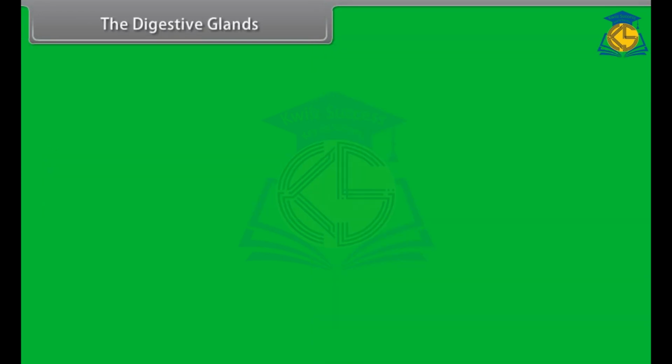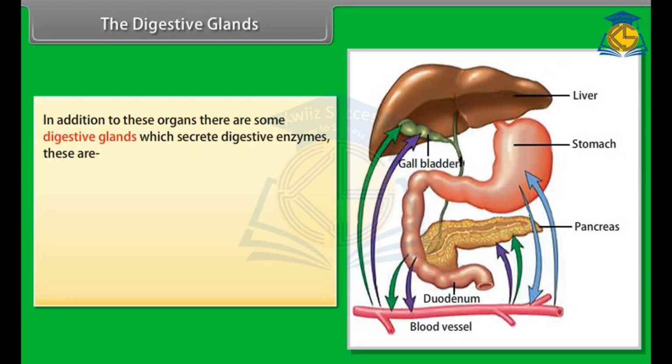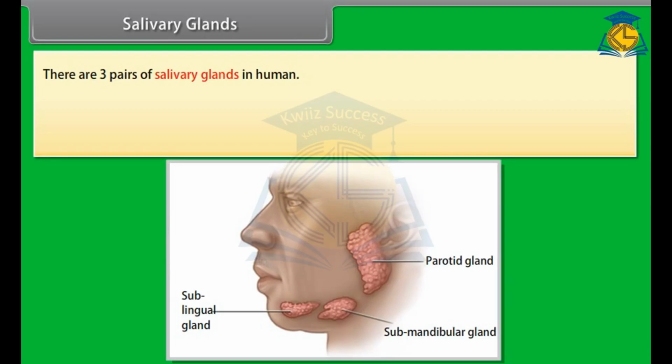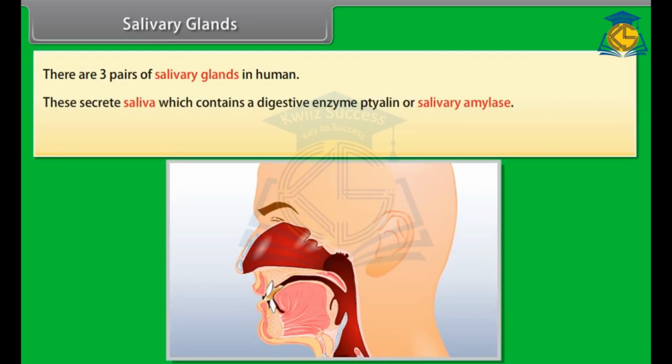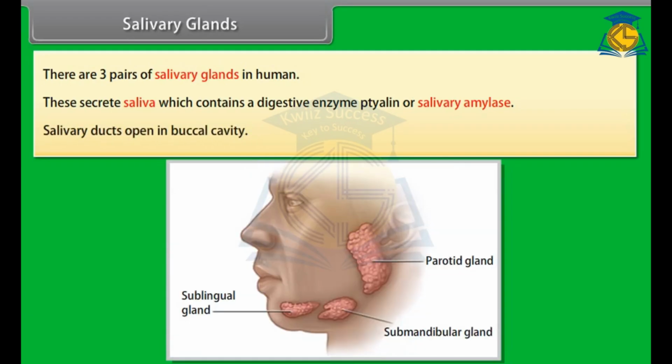The digestive glands. In addition to these organs, there are some digestive glands which secrete digestive enzymes. These are salivary glands, gastric glands, liver, pancreas, intestinal glands. Salivary glands. There are 3 pairs of salivary glands in humans. These secrete saliva, which contains a digestive enzyme ptyalin or salivary amylase. Salivary ducts open in the buccal cavity.